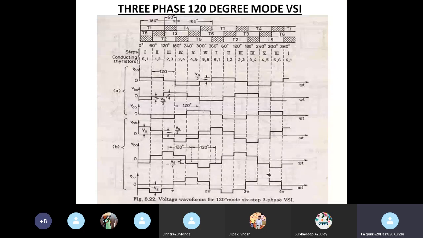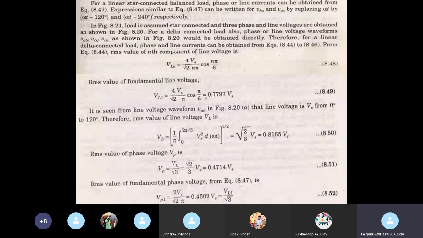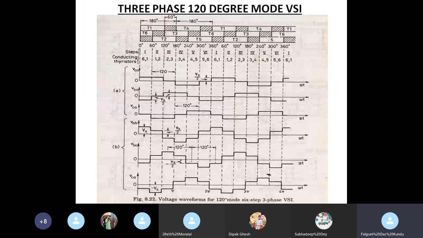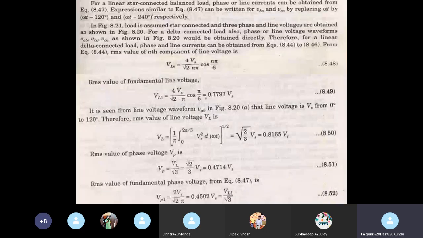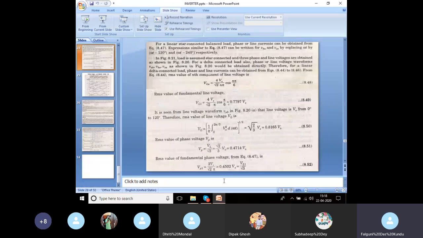So up to this we end here, and in the next class we will discuss the three phase 120 degree mode VSI. Okay, so that's all for today.